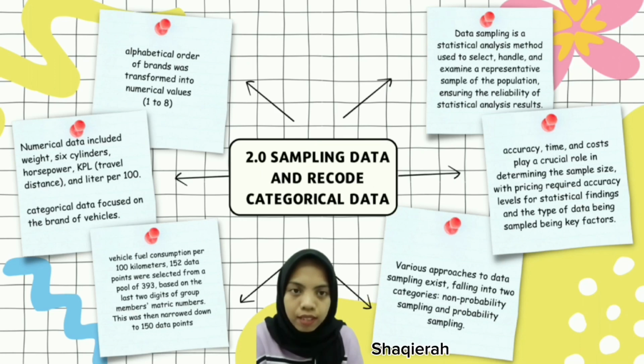Fourth, in the specific study on vehicle fuel consumption per 100 km, 152 data points were selected from a pool of 393 based on the last 2 digits of group members' metric numbers. This was then narrowed down to 150 data points to meet the research requirements. Fifth, the study involved 2 types of data, categorical and numerical. Numerical data included weight, cylinders, horsepower, kPl, and liters per 100, while categorical focused on the brand of vehicles. And lastly, to enhance data interpretation, the alphabetical order of brands was transformed into numerical values for analysis purposes.